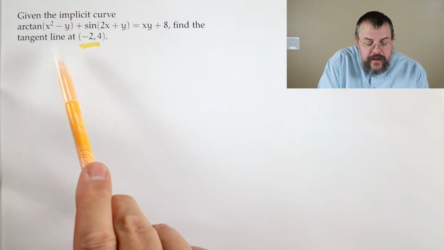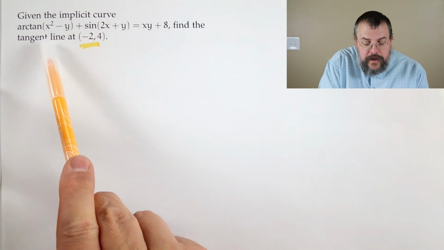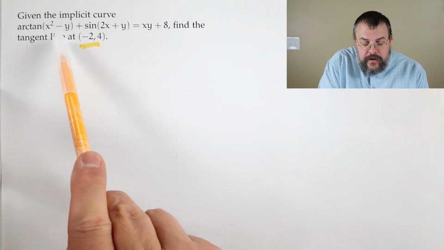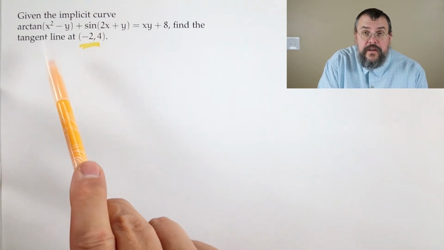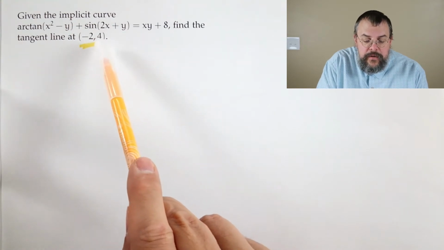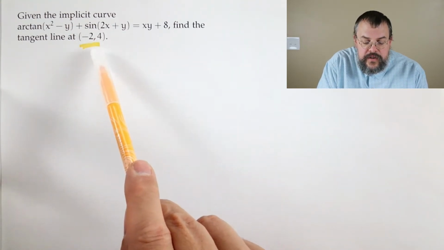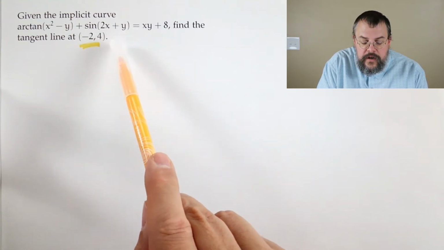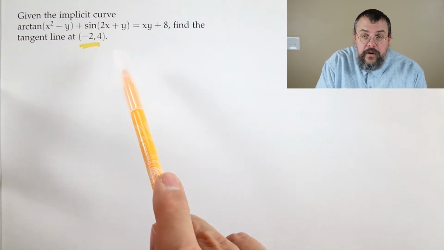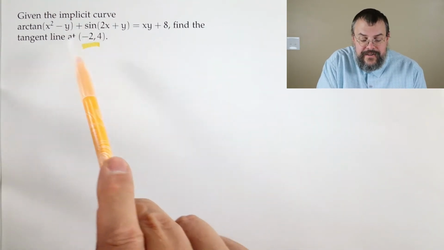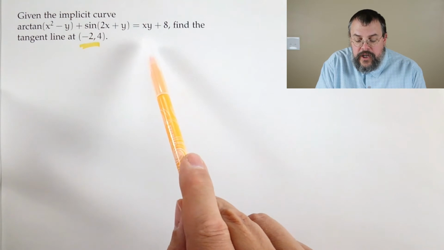So let's check. Negative 2 squared is 4, minus 4 is 0. Arctangent of 0 is 0. All right. Then we have sine of 2 times negative 2, which is negative 4, plus 4, which is sine of 0. Okay, and sine of 0 is 0. So we get 0 plus 0 over here.